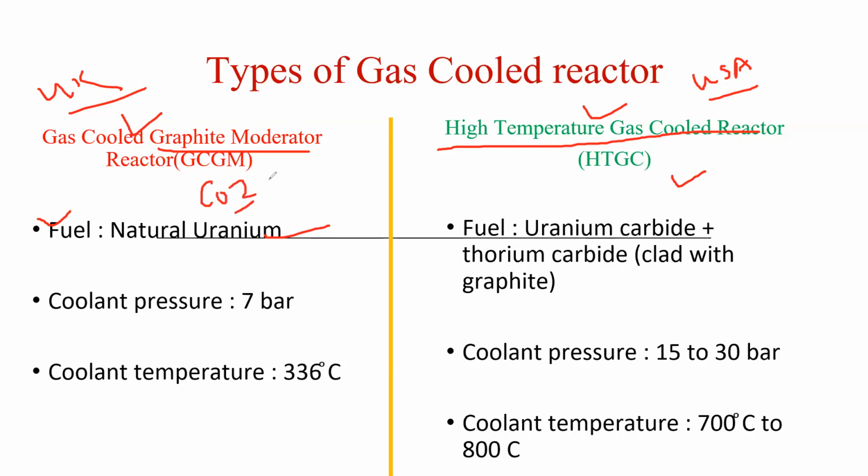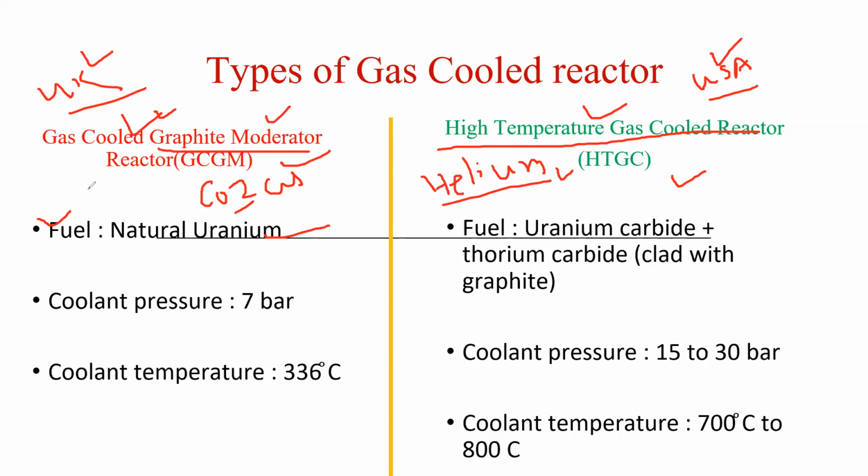CO2 as a coolant. In this case, helium as a coolant. Once again I repeat, this gas cooled graphite moderator reactor is made by the United Kingdom, and this one is made by the USA. Second point is, here we use CO2, here we use helium, and in both we use graphite as a moderator.